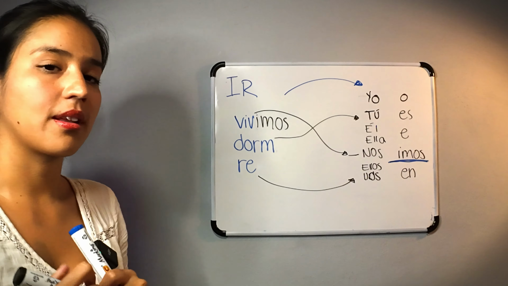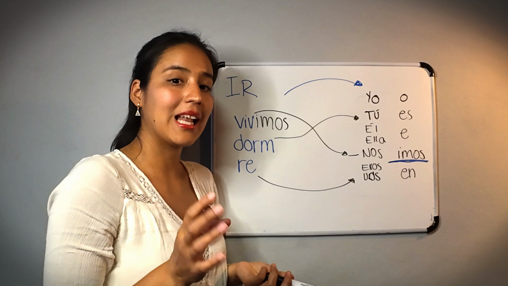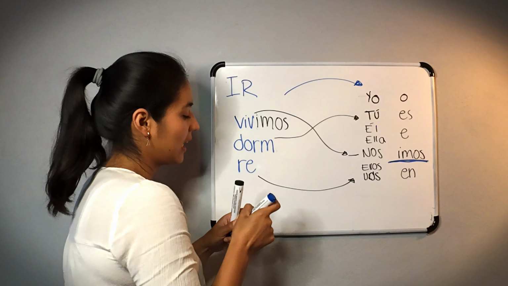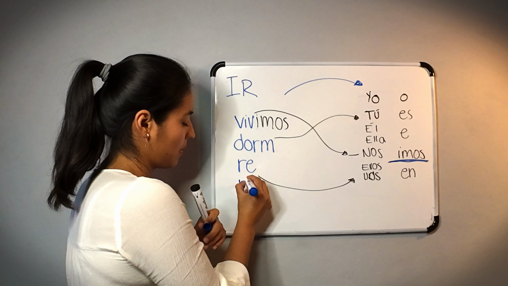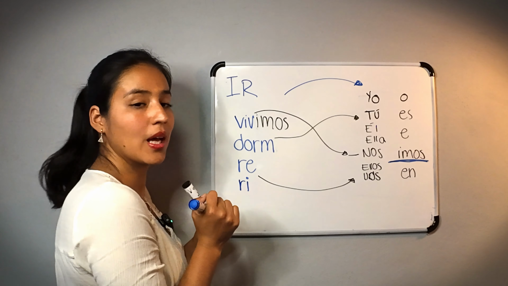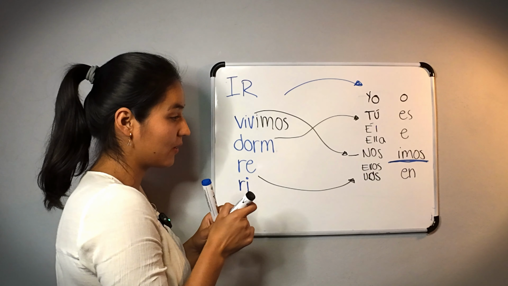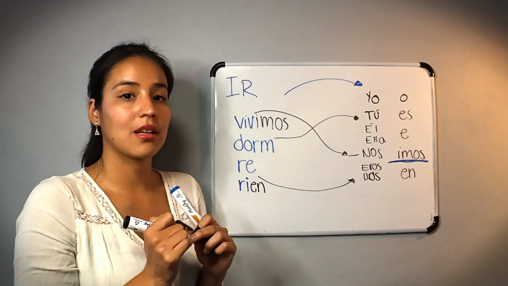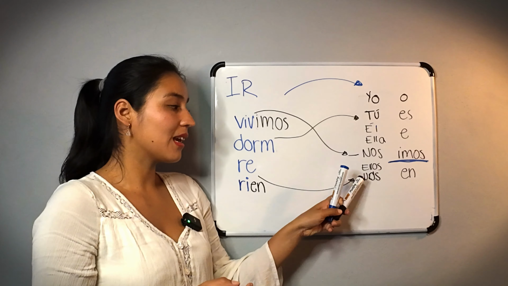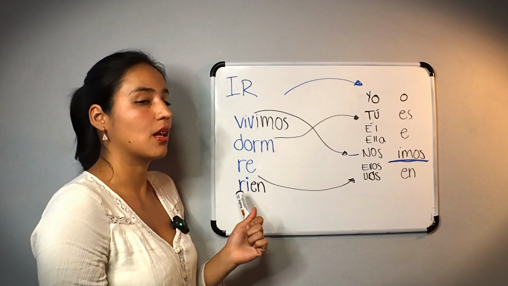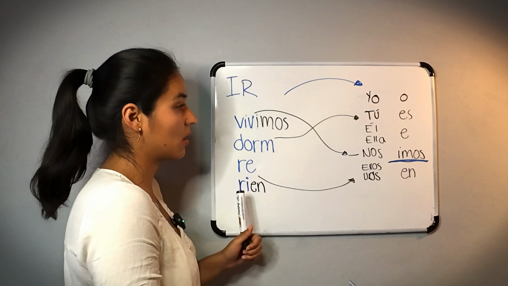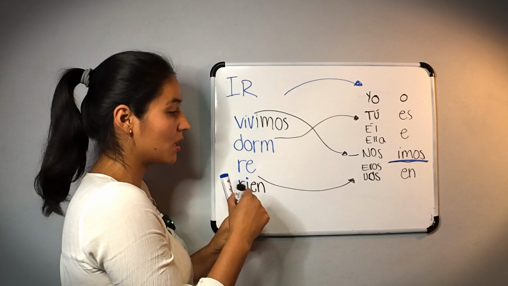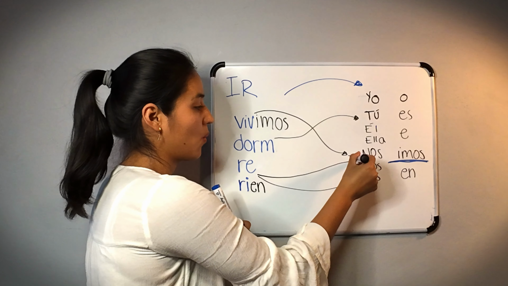So these two are the ones that I told you are a little bit irregular. Because, for example, reír is going to change and it's going to be ri. Instead of re, it's going to be ri. So ríen. This one is a little bit irregular. The ending is the same, but the root is going to change, okay? And it's going to be río, ríe, ríe. The only one that is going to survive with this one is reímos.